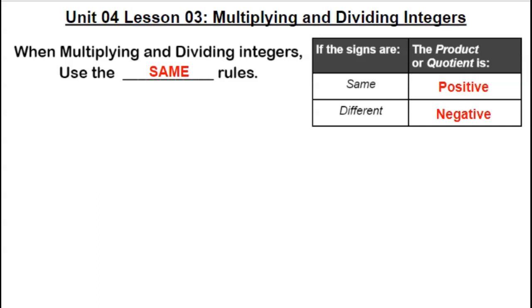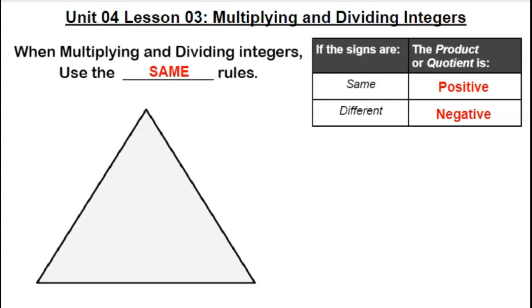There are a couple of different ways to remember this. One of them is by using a triangle. When we use the triangle, I like to put my negative signs in the bottom and my positive on top. It does not matter which order you put these in. You can put a negative sign in the top and the positive sign in one of the bottom corners, but you must have two negatives and one positive.